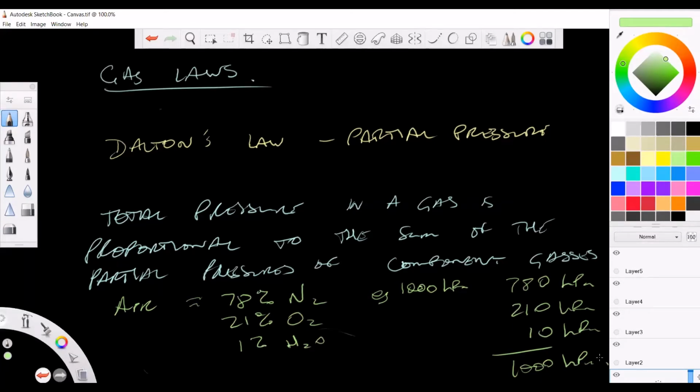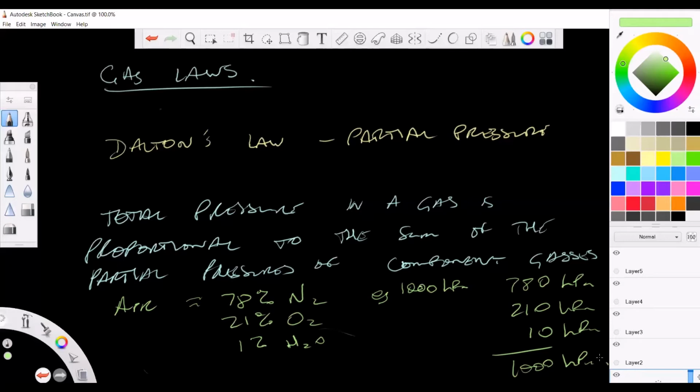If I had a gas, and I kept the volume and the temperature of the gas the same, and I managed to take out all the nitrogen and all the oxygen, what would be left would be the water vapor. Then the pressure in the container would be about 10 hectopascal.